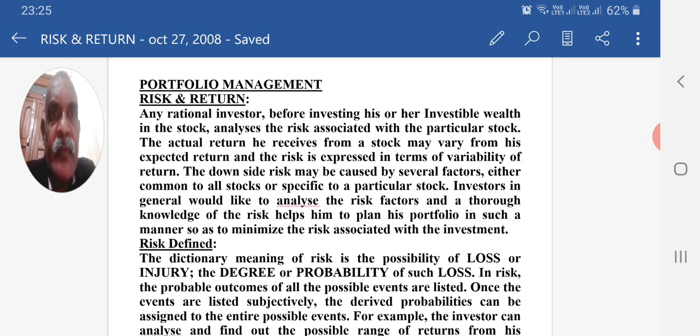Today, I would like to discuss risk and return. As we know, when we want to invest as a rational investor, we have to consider two factors, that is risk and return. As we know well, whosoever is an investor never wants to take more risk and always wants to get higher return.